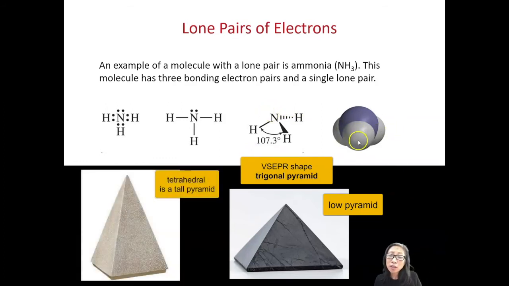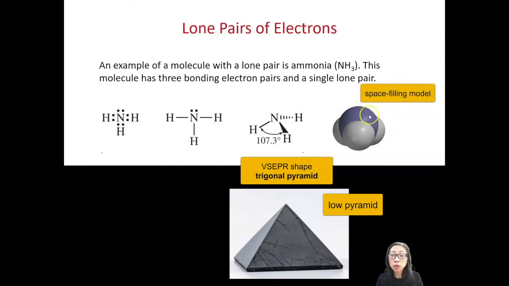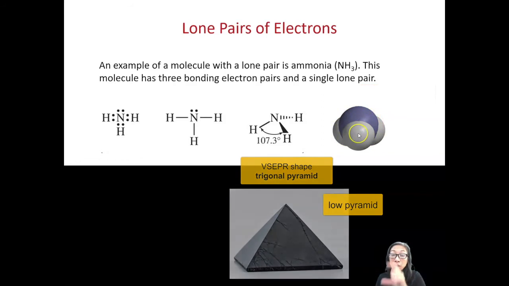This is the space filling model. This is the molecular view of ammonia, where you have blue for the nitrogen and then 3 white hydrogens. So this is a base of 3, which are the 3 hydrogens, and then slightly above it is that nitrogen. So this is the trigonal pyramid shape, a low pyramid.